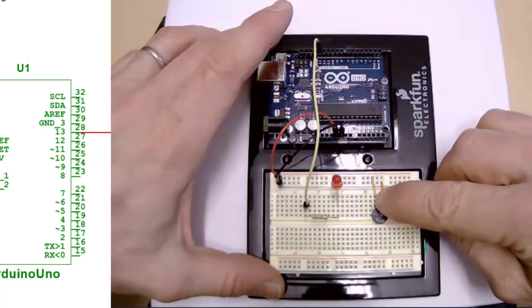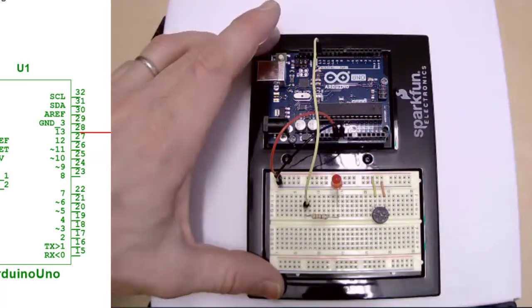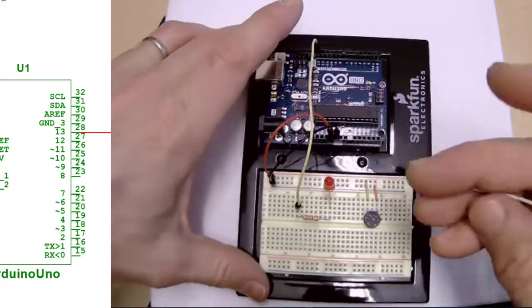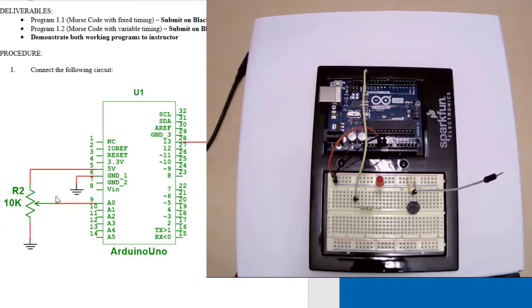So those are the 2 ends of the pot, 2 end pins, and that middle pin that's waiting is going to go to the analog input, and we're just going to go right into analog input 0.